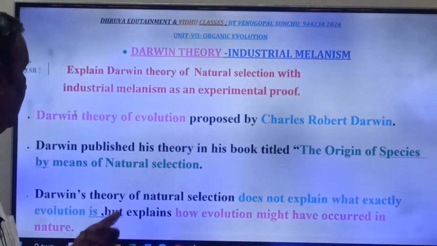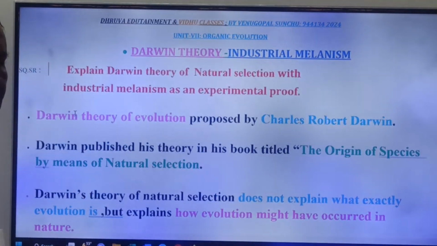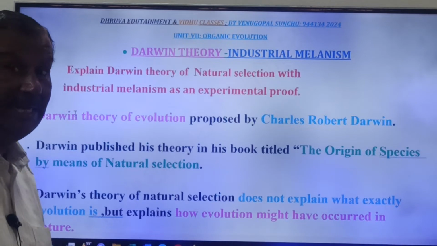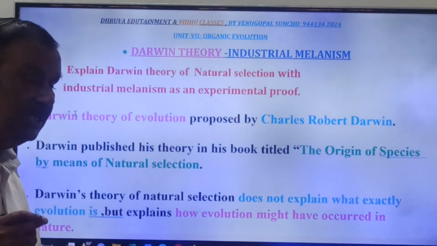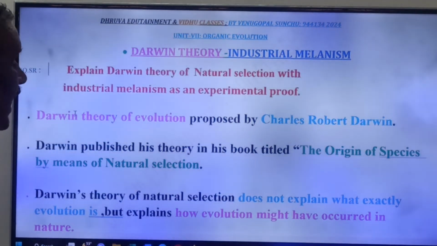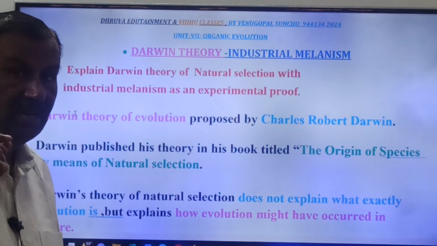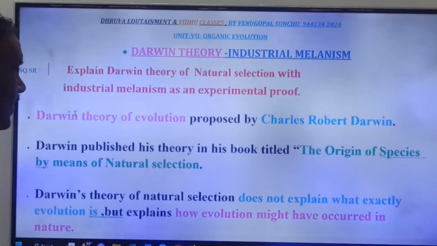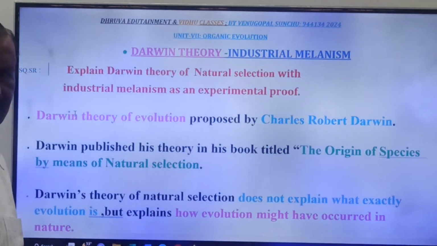Now come to Darwin theory of evolution, proposed by Charles Robert Darwin. Darwin published his theory in his book titled, friends, what is the book written by Darwin? The Origin of Species by Means of Natural Selection. Once again, Darwin's theory is also called as what, friends? Natural selection theory.